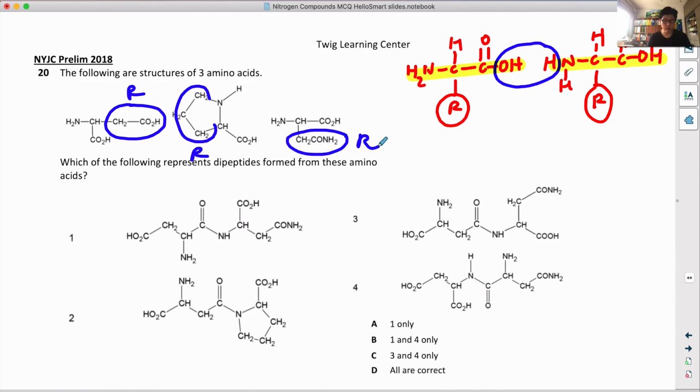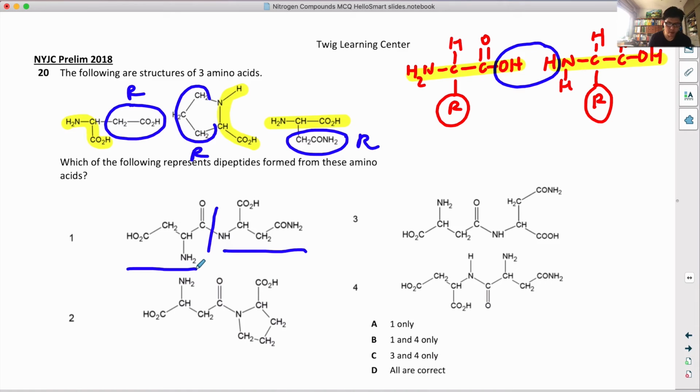Okay, so if you're gonna form an amino acid, you're gonna use the NH2 and the COH from here, the NH2 and the COH from here, and the NH2 and the COH from here. Okay, so which of the following represents the dipeptide formed from these amino acids? So let's take a look very quickly. I'm just gonna draw a line here because this is the 2 amino acids.